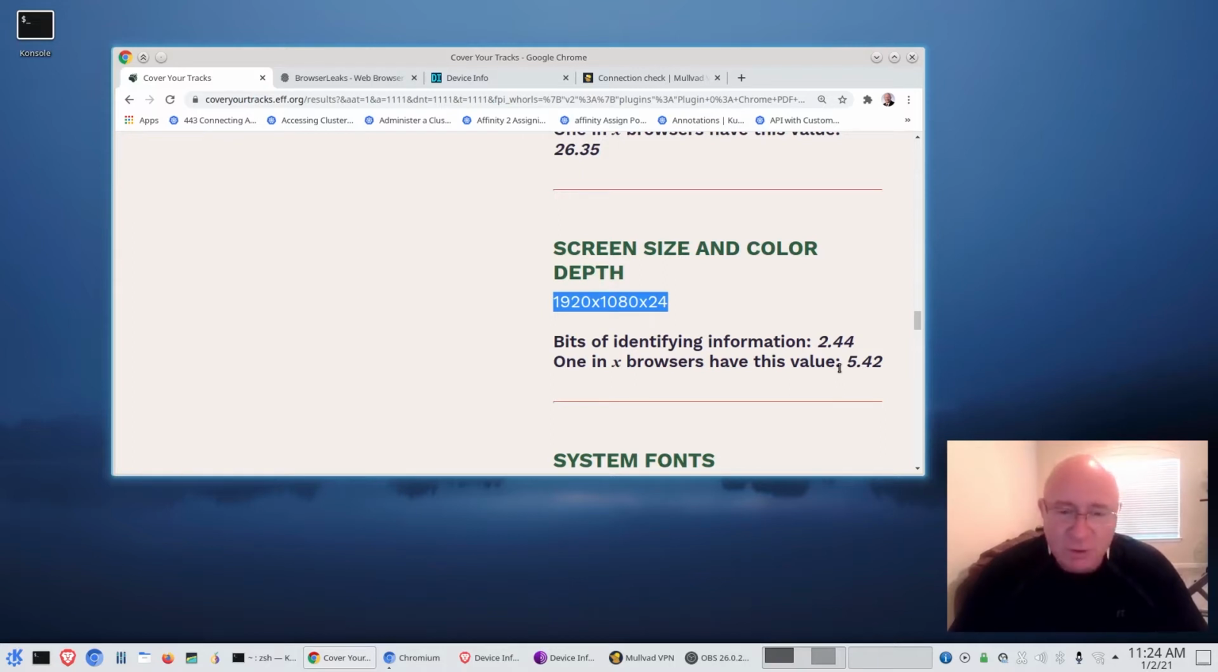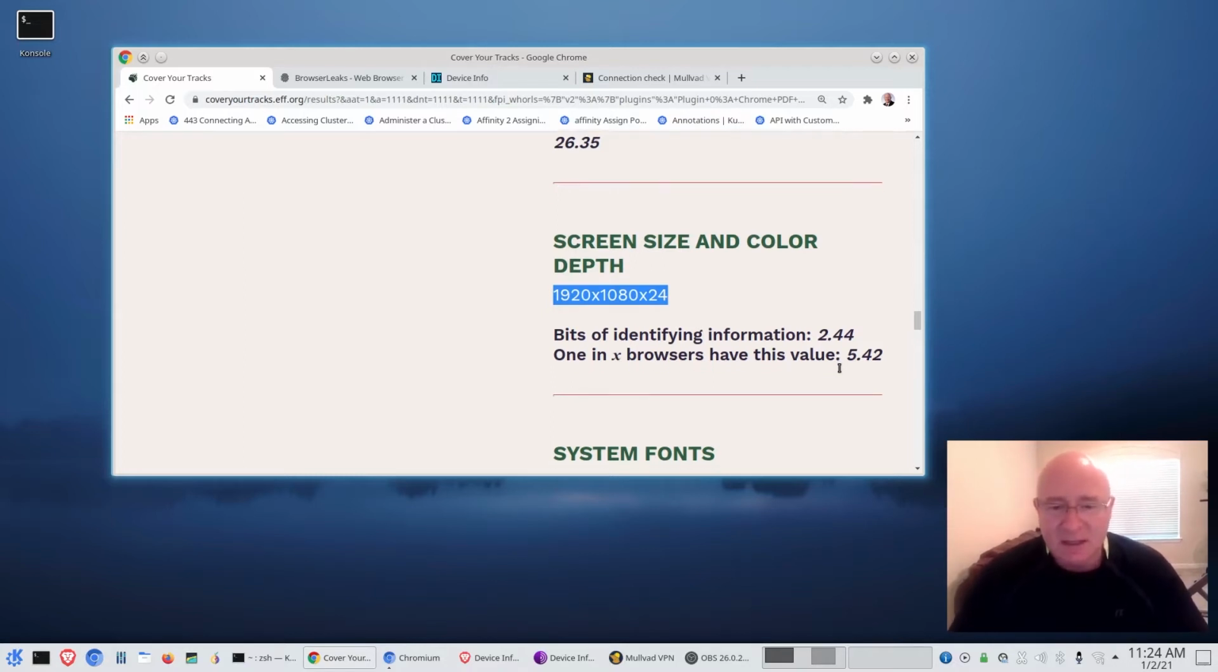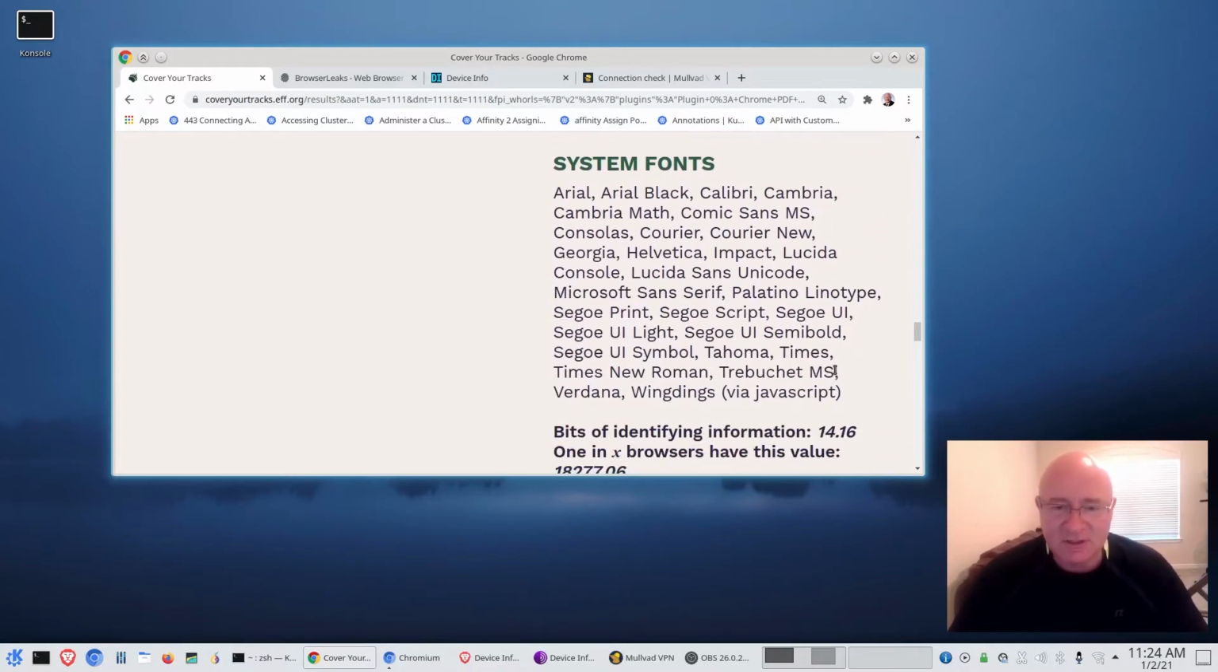How it can be used poorly, or maybe nefariously, is let's suppose you had a really big resolution. Someone could say, wow, he or she has a really big monitor, and those are very expensive right now. Let's charge them more money, because if they have such a big monitor, they must have enough money to use for discretionary purposes. The next piece, if we roll down here, is system fonts. Each operating system comes with a standard set of fonts.